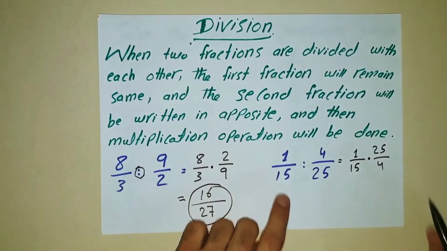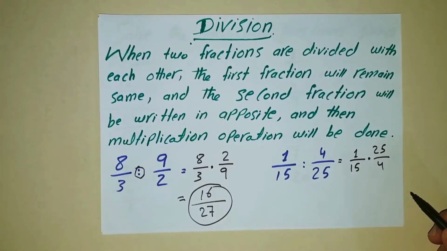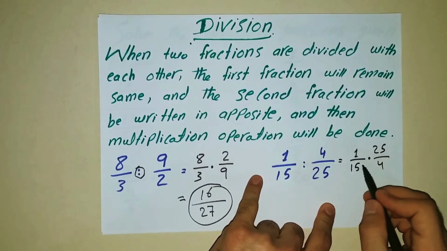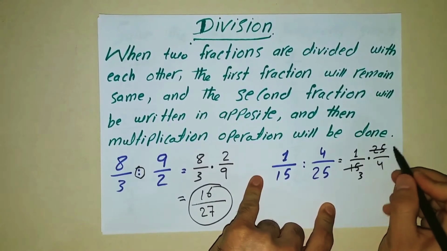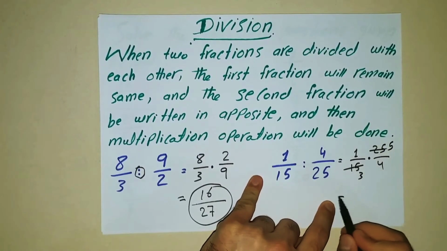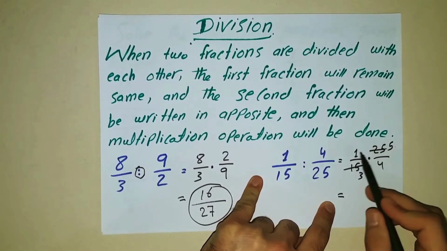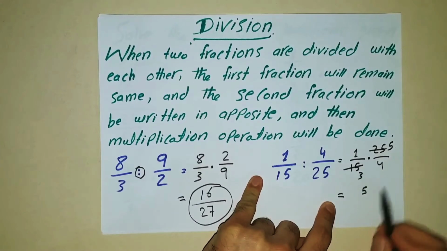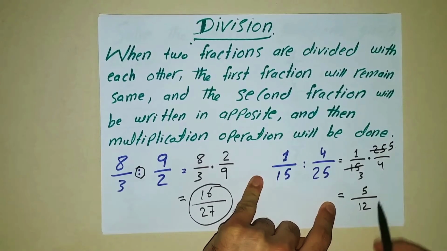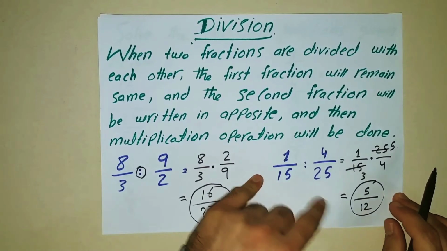Now I will see if there is any simplification. Yes, I can make simplification with 5. These two, 5 3s are 15, 5 5s are 25. So our final result will be 5 multiplied by 1 is equal to 5, 4 3s are 12. It is our final result.